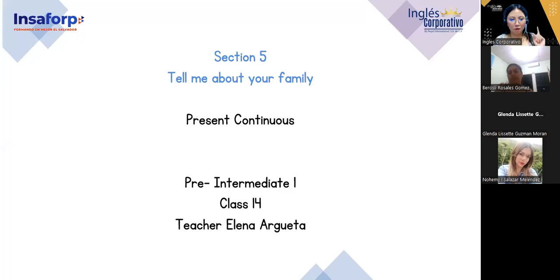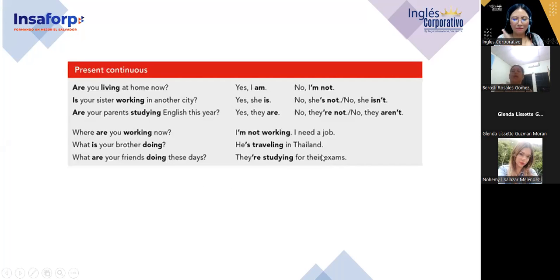Class number 14, la clase 14, nos vamos a enfocar en eso, the present continuous. Probably we are going to cover the interrogative form. Si tengo preguntas, tengo respuestas afirmativas, negativas. Y ahí ocupamos las tres formas, ¿ok? Affirmative, negative, interrogative, ways of the present continuous. Look, I have the same information right here. I have two groups of questions. ¿Qué tipo de preguntas tengo acá? Group number one and group number two.